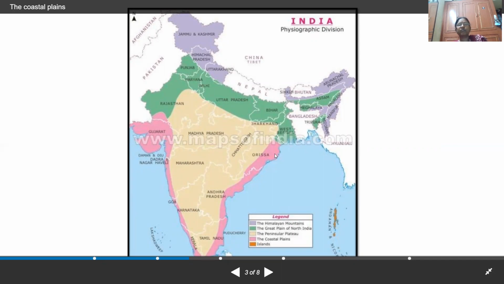And here from Orissa to Andhra Pradesh, this region is the Northern Circars, and the down part is the Coromandel coast. We have rich lakes here, one of the important lakes here, the Chilika Lake in Orissa, and we have Pulikat Lake and Kolleru Lake in the Andhra Pradesh region.